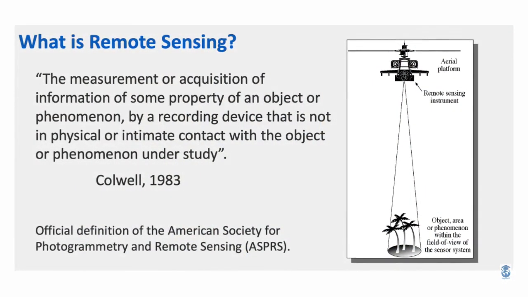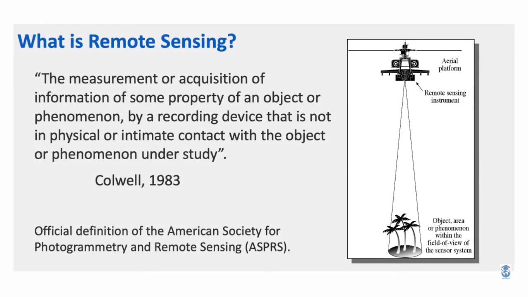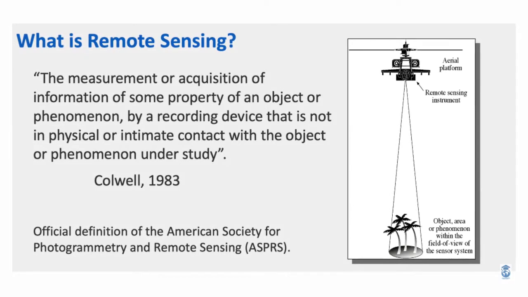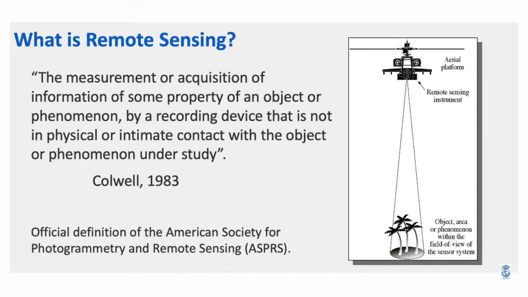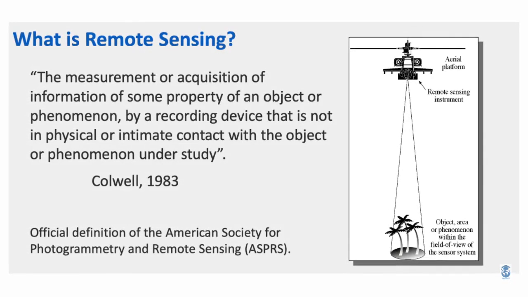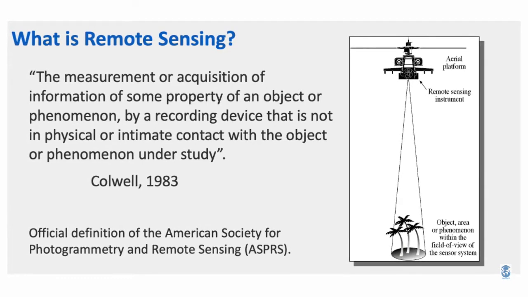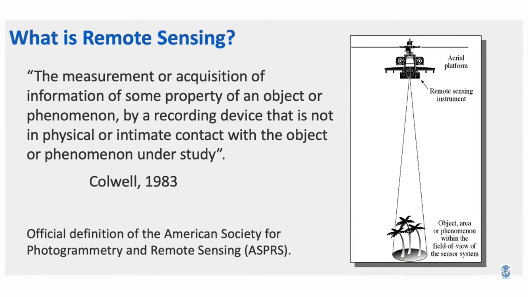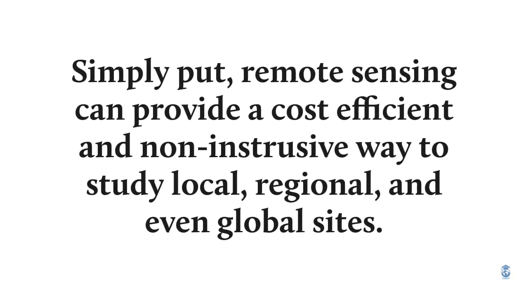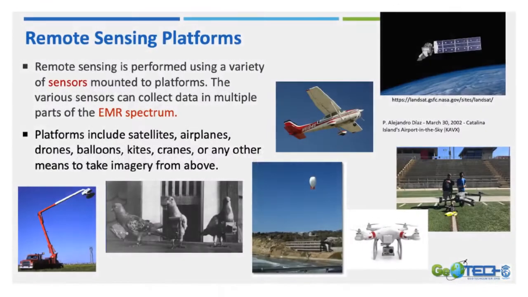In this section, the first question we're going to ask ourselves is, what is remote sensing? Well, remote sensing is the measurement or acquisition of information of some property of an object or phenomenon by a recording device that's not in physical or intimate contact with the object or phenomenon under study. That was a bit of a mouthful. Simply put, remote sensing can provide a cost-efficient and non-intrusive way to study local, regional, and even global sites.